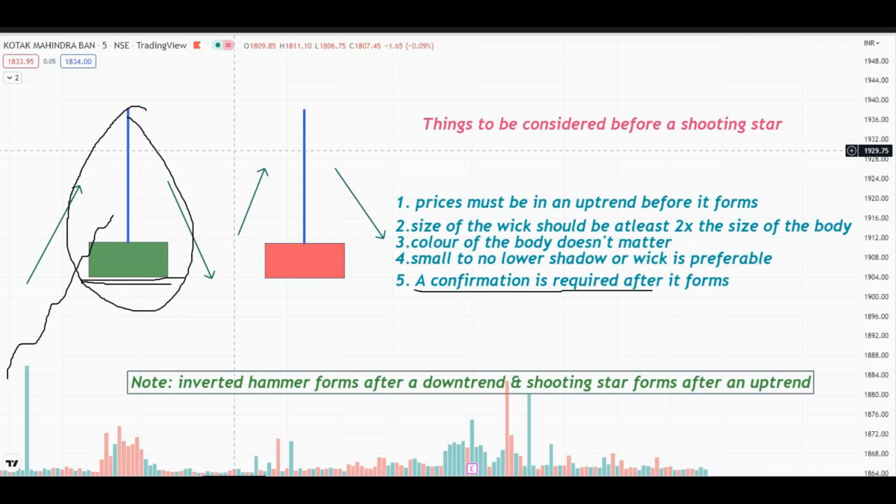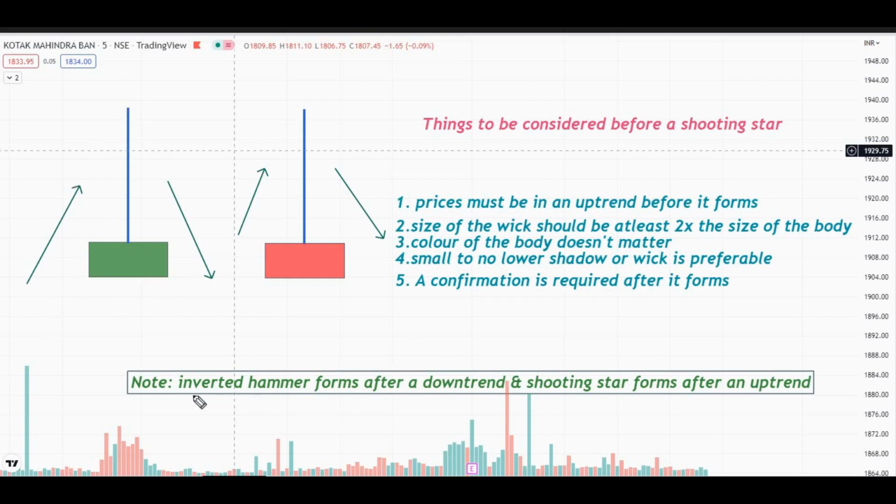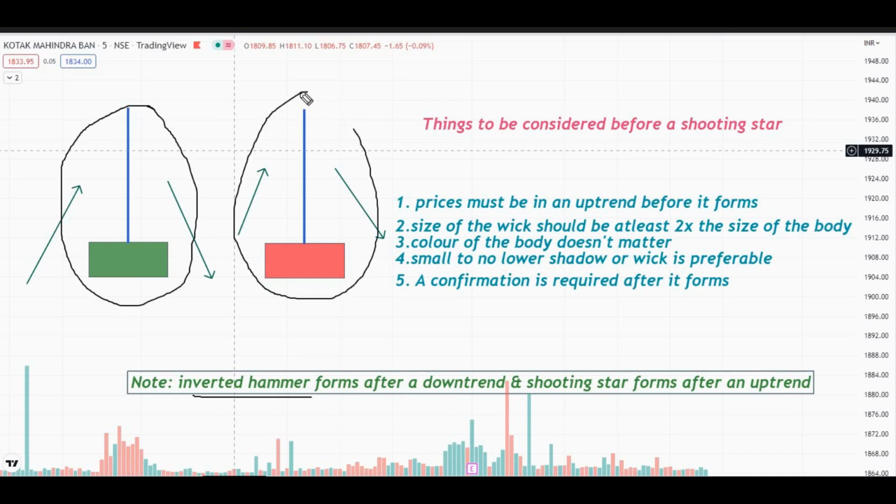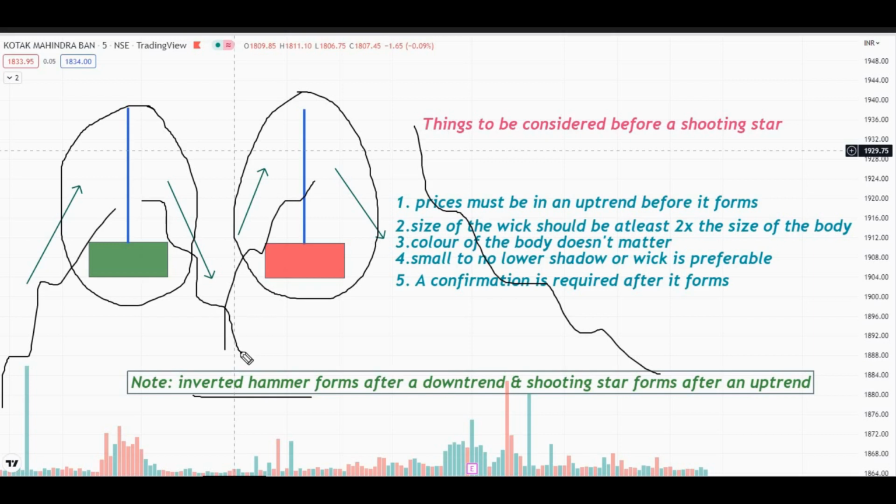Always remember, an inverted hammer forms after a downtrend. See, it looks like an inverted hammer also. It is similar, but an inverted hammer forms after a downtrend, and a shooting star forms after an uptrend, which changes the trend from up to down. There is a higher probability that it will change the trend from up to down.